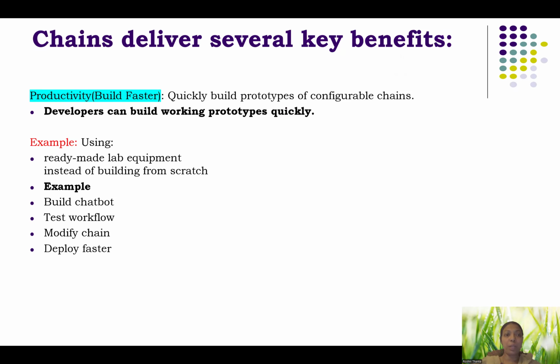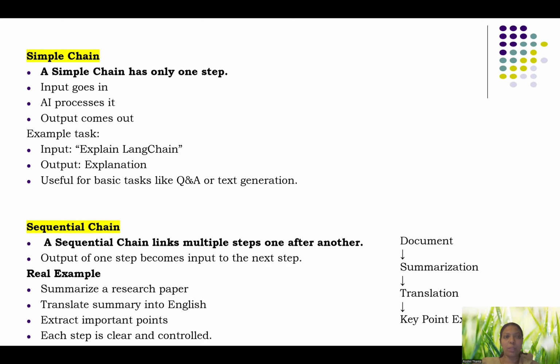Next one is productivity. Since I have so many things already ready, if I want to develop something new, I have many components or chains already available, so I can quickly use them and make a prototype. Developers can build a working prototype very quickly because so many things are already available. It is like having ready-made lab equipment. Instead of building everything from scratch, I can quickly go and reuse it.